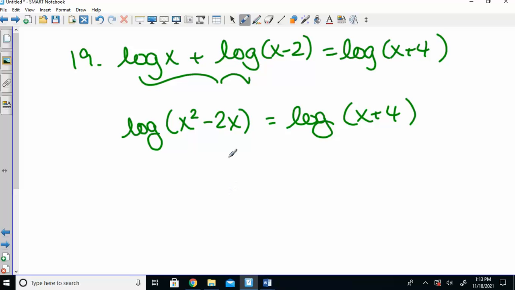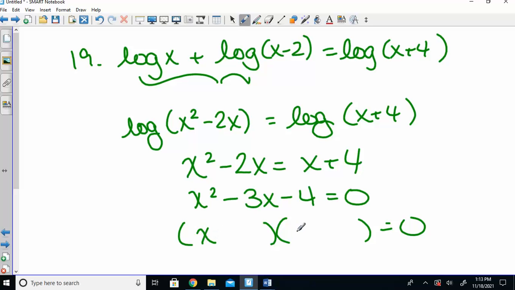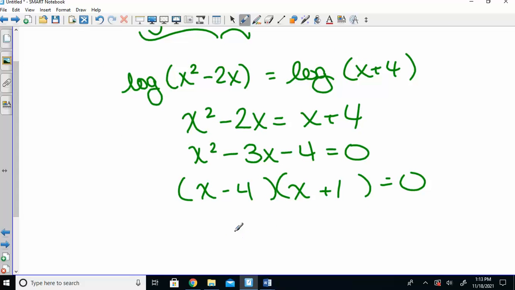So then you have a log on each side, so what can we do? Drop it. So it's a quadratic, you set it equal to 0, so subtract over the x and subtract over the 4. So x squared minus 3x minus 4 breaks into two factors. What multiplies to -4 and adds to -3? So then we set each of those to 0. So we get x equals 4 and -1.